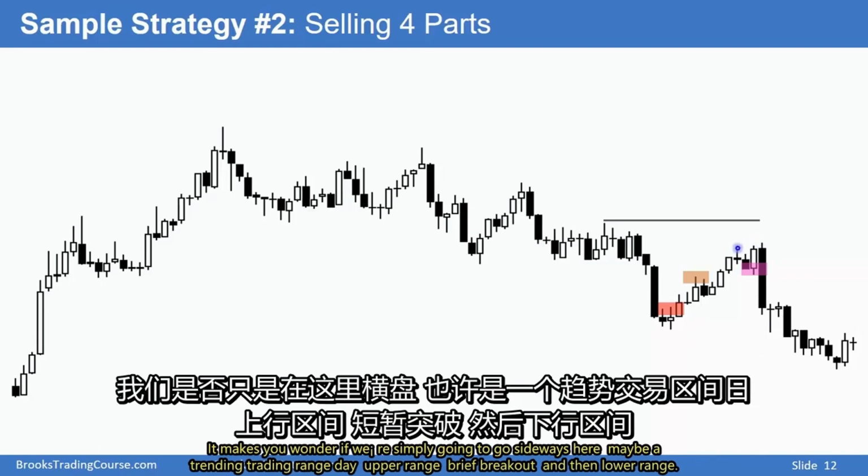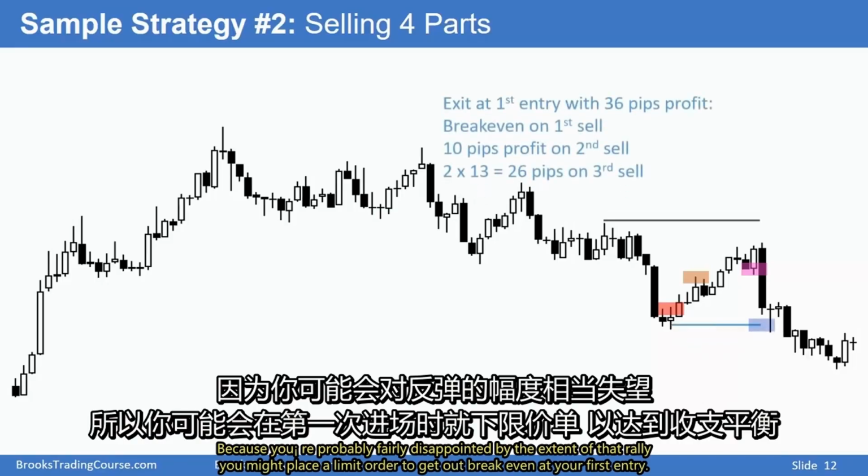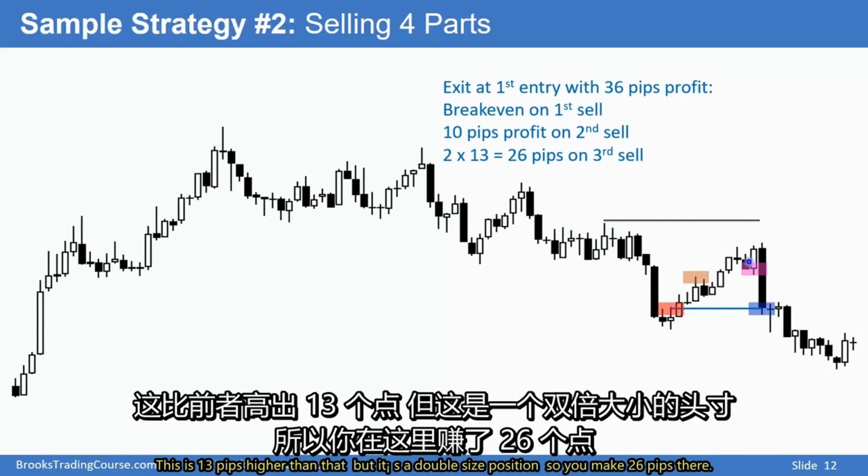It makes you wonder if we're simply going to go sideways here, maybe a trending trading range day, upper range, brief breakout, and then lower range. Because you're probably fairly disappointed by the extent of that rally, you might place a limit order to get out break even at your first entry. So you get out break even on your first entry and 10 pips profit on your second entry. This is 13 pips higher than that, but it's a double-sized position, so you make 26 pips there.